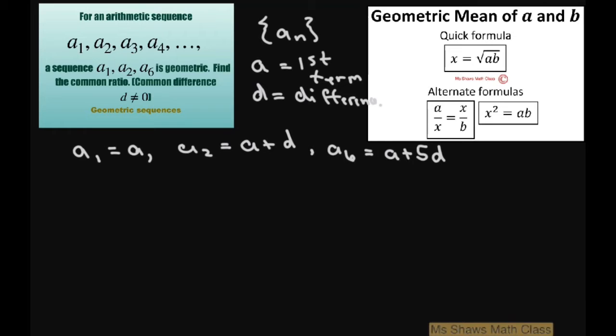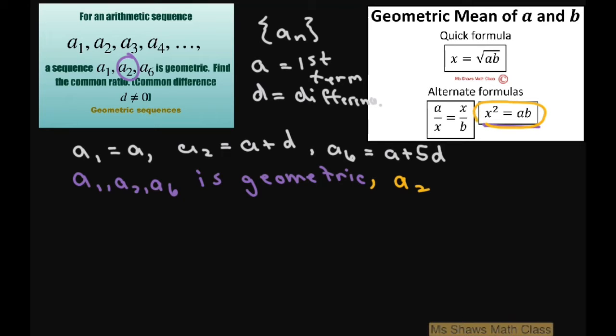Since we have A sub 1, A sub 2, A sub 6 is geometric, I'm going to use the geometric mean here. That means we take our middle term, A sub 2, and square it, and I'm only using this one for our geometric mean. So A sub 2 squared equals A sub 1 times A sub 6.